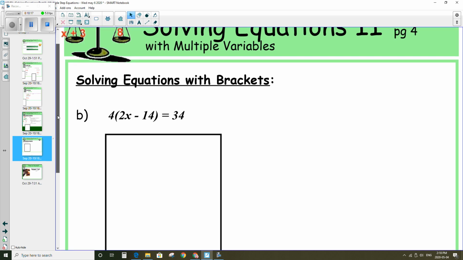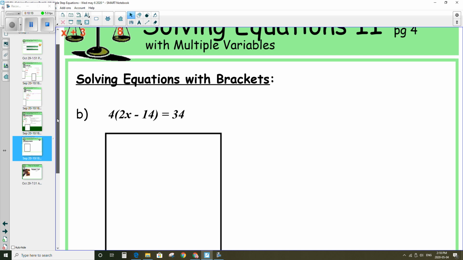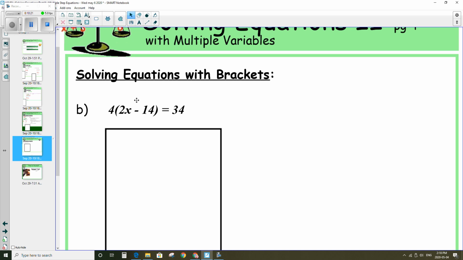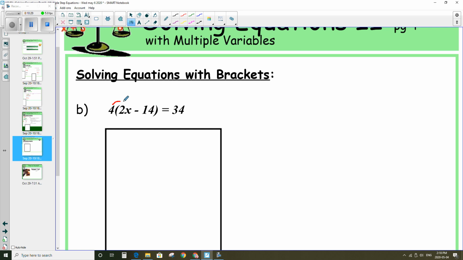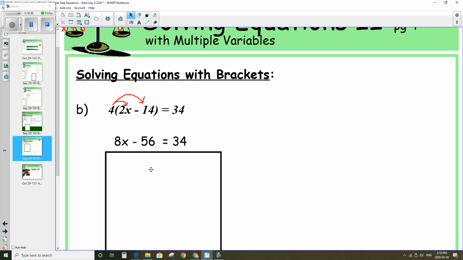Okay, one more example. This is the last one. All right, so the first step said to do the distributive law to get rid of the bracket. So I'm going to multiply everything in front of that bracket. So that 4 is going to multiply everything inside the bracket. Okay, so 4 times 2x is 8x, and 4 times negative 14 is negative 56.